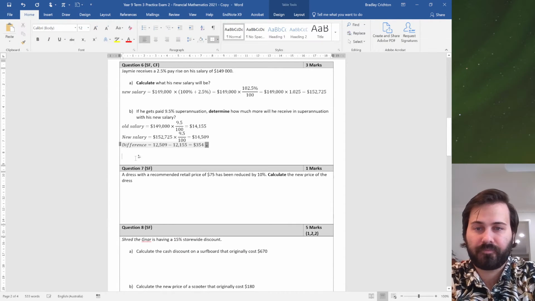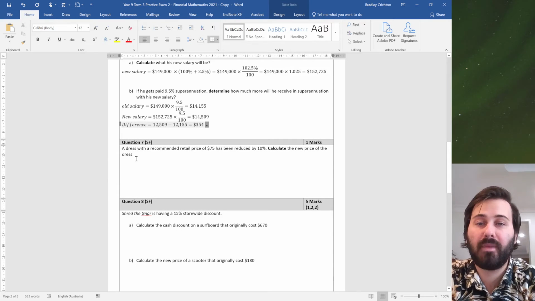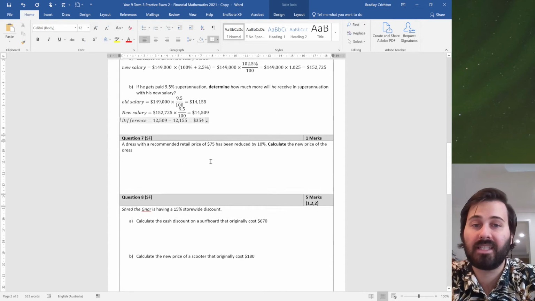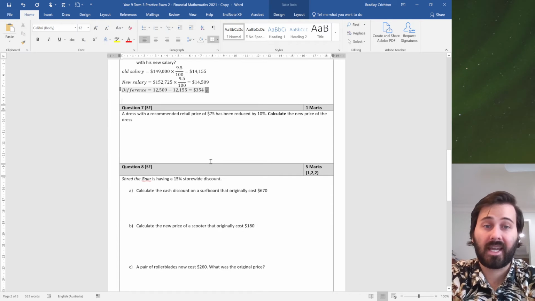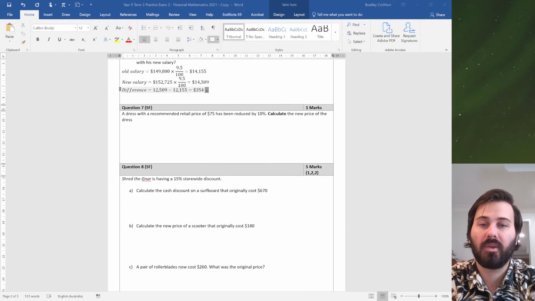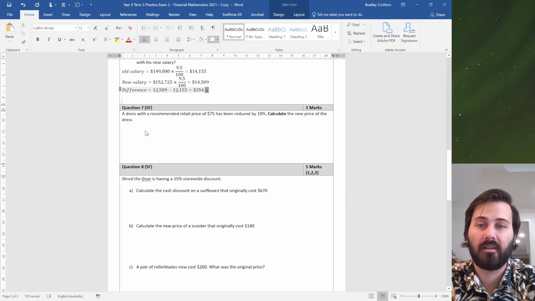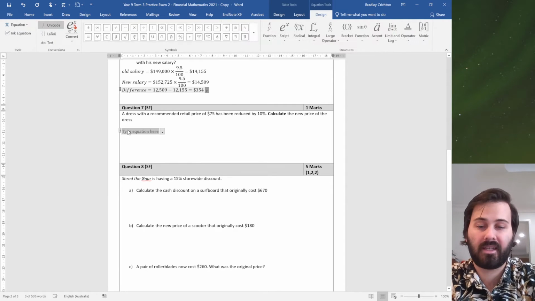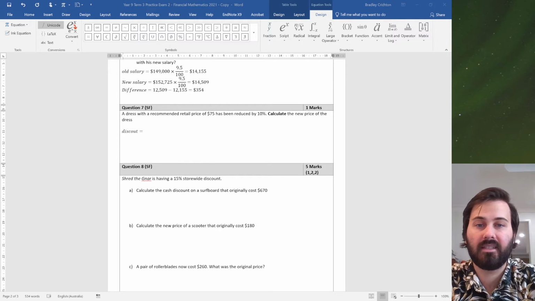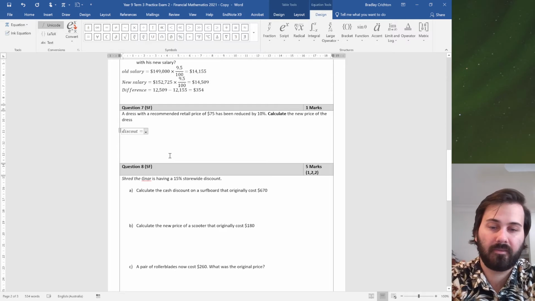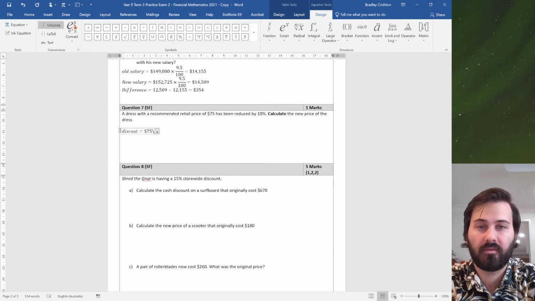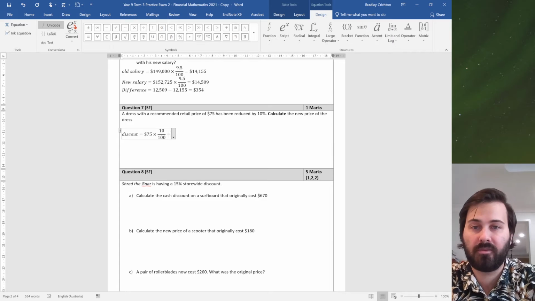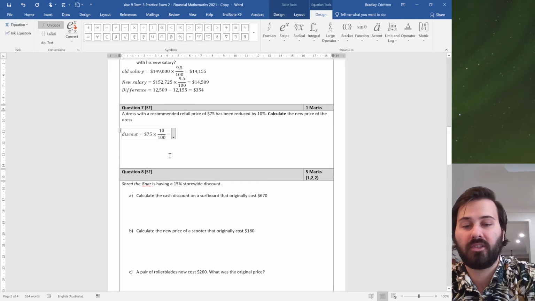Question 7. A dress with a recommended retail price of $75 has been reduced by 10%. Calculate the new price of the dress. So we're looking for two steps here. The first step is to work out the discount. So the discount here is $75 multiplied by 10% divided by 100. We're converting it into a decimal, which is equal to $7.50.